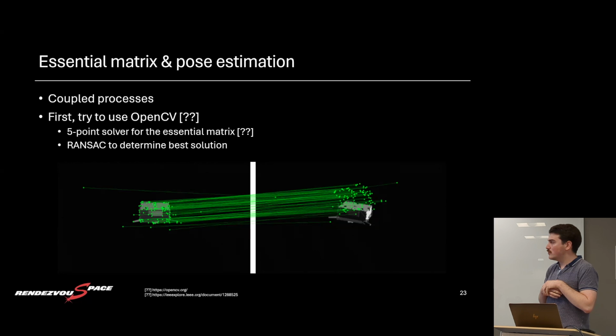We can test this out using OpenCV directly. There's a lot of already implemented algorithms out there. Specifically, OpenCV uses the 5-point solver for the essential matrix, which is an algorithm from 2004 or so. It only uses 5 points, so it uses RANSAC to determine which of those solutions is best.